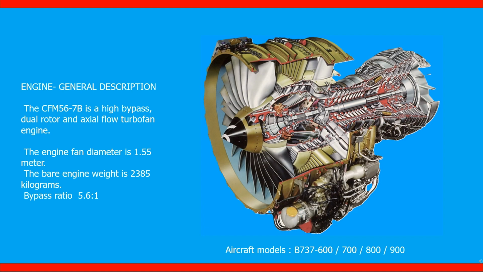The CFM56-7B is a high bypass, dual rotor and axial flow turbofan engine. The engine fan diameter is 1.55 meter. The bare engine weight is 2,385 kilograms.